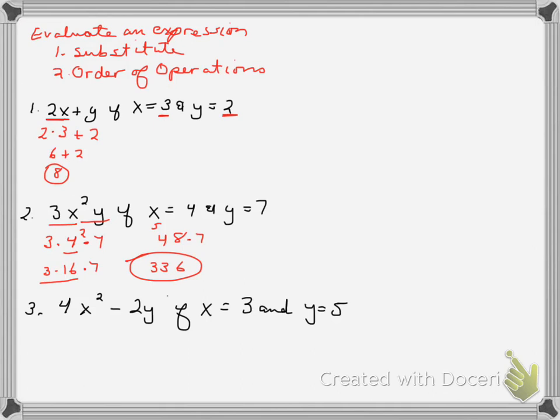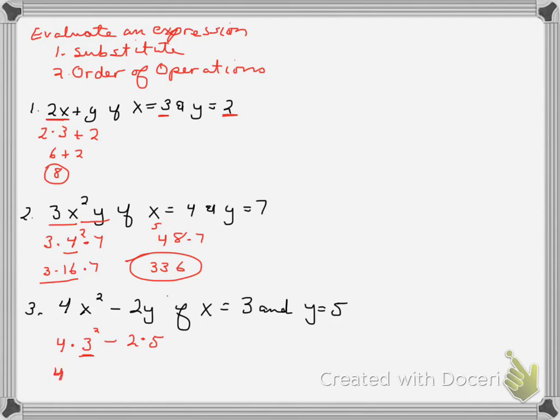Next one, substituting a 3 for an X and a 5 for a Y. We're going to get 4 times, notice how important it is that I keep putting that multiplication sign in there, X is 3 squared minus 2 times y is 5. Okay, now you'd go very wrong if you didn't remember when to put in that multiplication sign. I need to do this next.